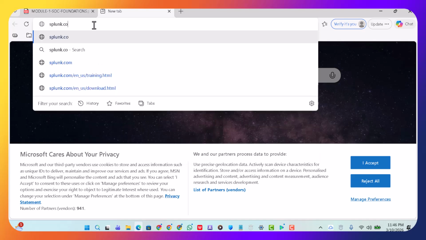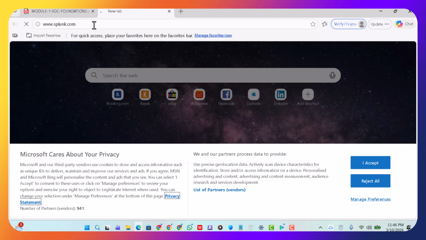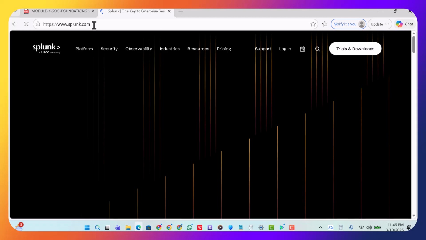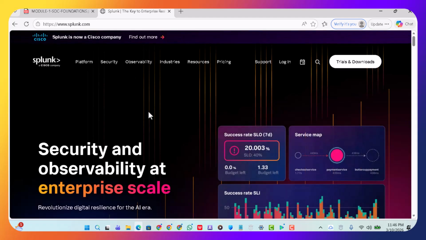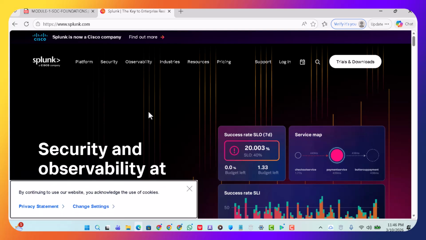Splunk.com. Okay, now this is Splunk.com. Splunk is a security information and event management platform that is used to collect, analyze, and correlate logs from different systems across an organization. Okay, SOC analysts use Splunk to monitor security alerts and investigate suspicious activities. So this is the website of Splunk.